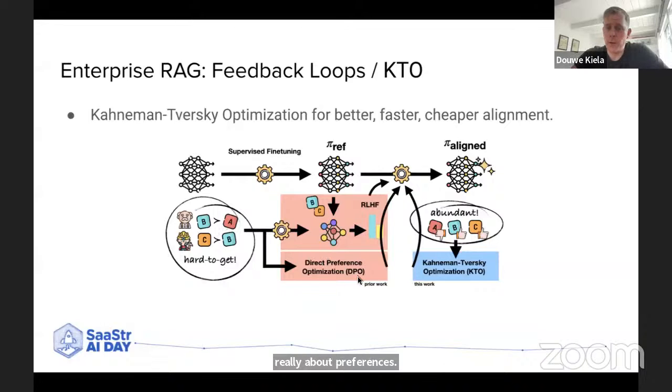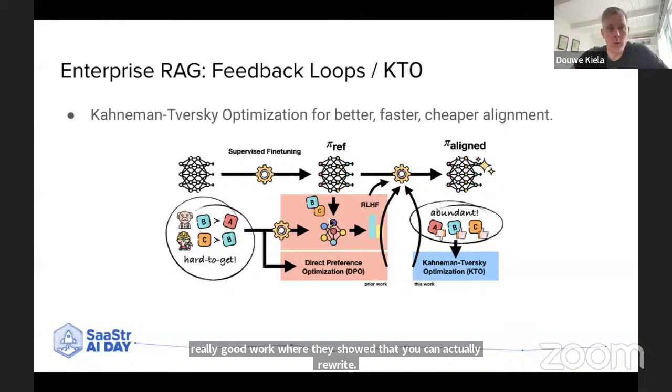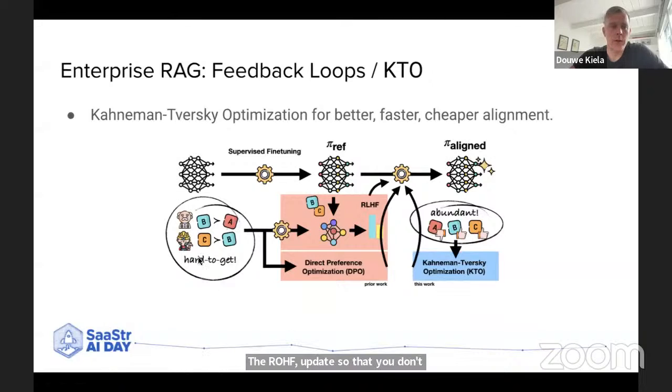And so DPO out of Stanford, those folks did some really good work where they showed that you can actually rewrite the RLHF update so that you don't need the reward model anymore, and you can directly optimize on the preference data. But now you still need to have this preference data, which means that every time you get a thumbs down in your deployed system, you need to go to a data annotation party and collect what the thumbs up would have looked like. That's very expensive and it's very slow.